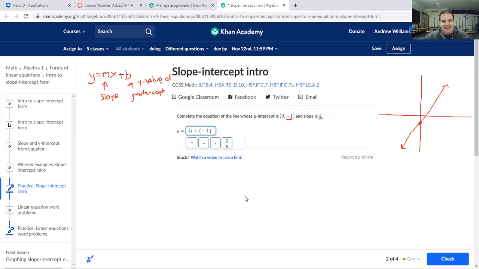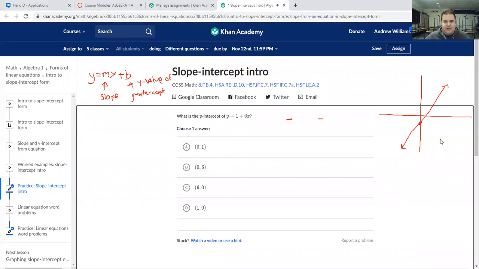So it's not adding a -1. Instead, especially at the level that we're at, we should be simplifying this and writing it in the most formal way possible. So it's 4x minus 1. If it's a negative y-intercept value, you just put -1. So we'll hit check, and there you go.